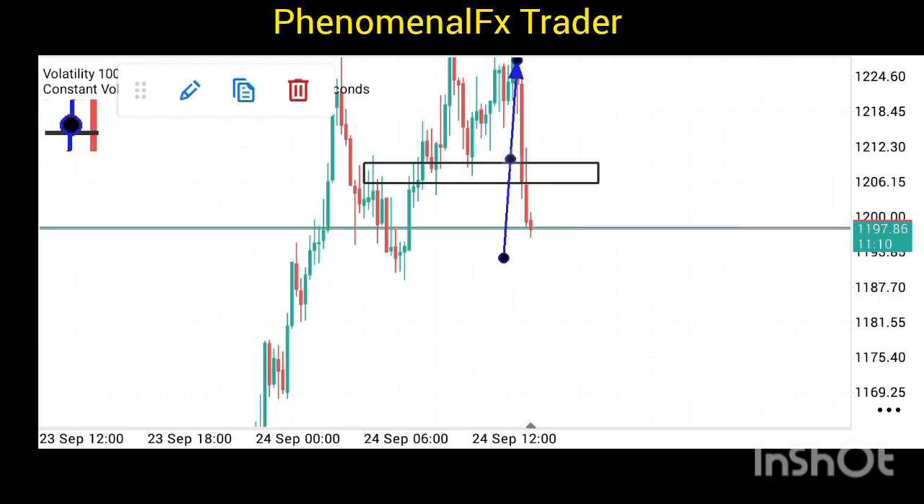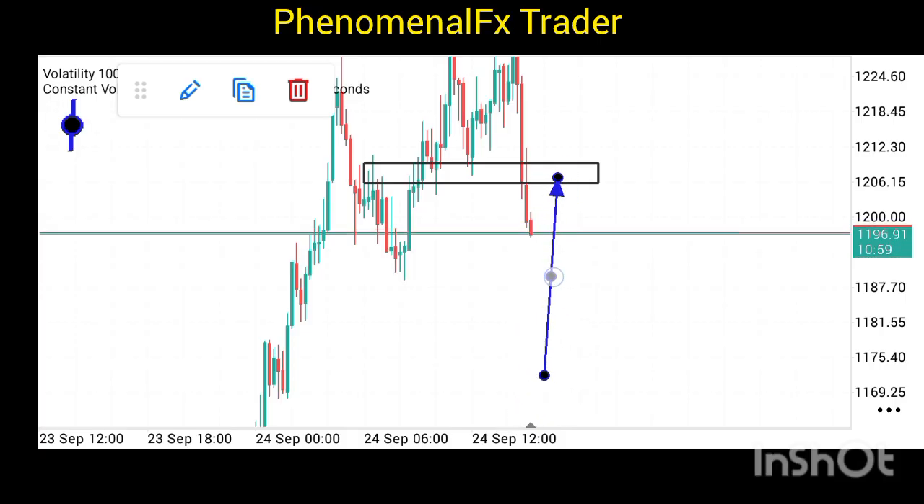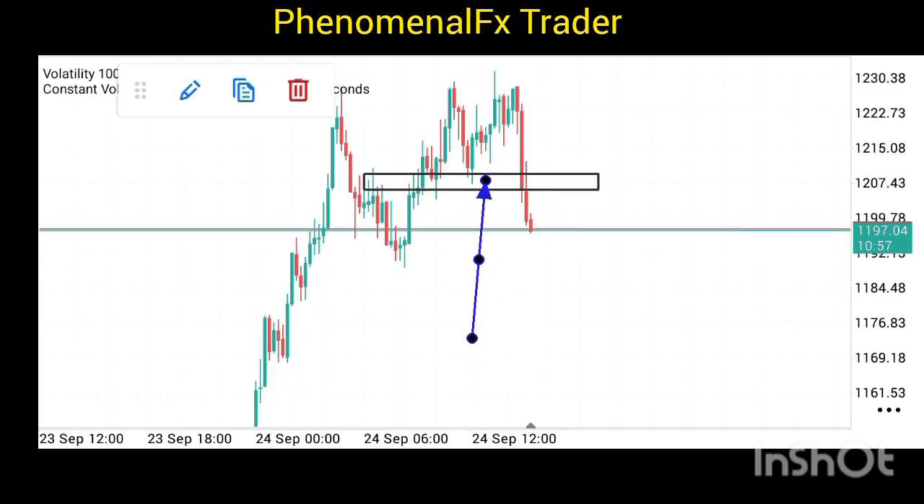This is the first top, this is the second top, and then this is the neckline the market broke out. So we were waiting for a retest here, and we want to see the next 1 hourly candlestick coming back to retest here, so that we can take the trade nicely.